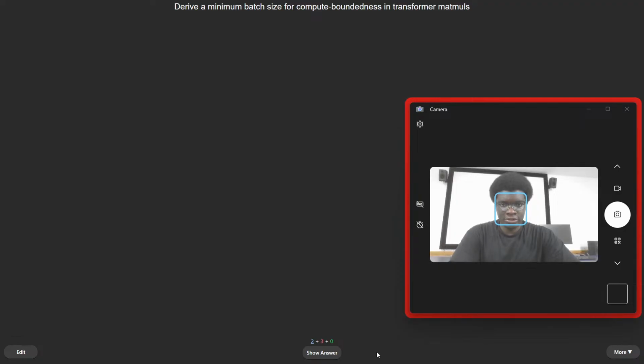Derive a minimum batch size for compute boundedness in transformer matrix multiplications. Okay, I'm going to use a result that I seem to remember, actually no, I'll derive it from scratch because I'm not certain that I have the right result in mind. So we have a matrix of dimension B, D times a matrix of dimension D, F, and that produces a matrix of dimension B, F.